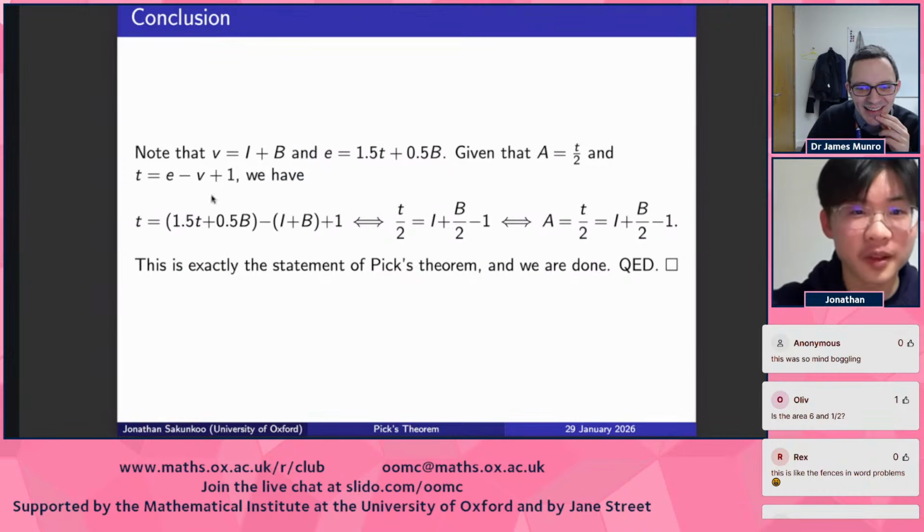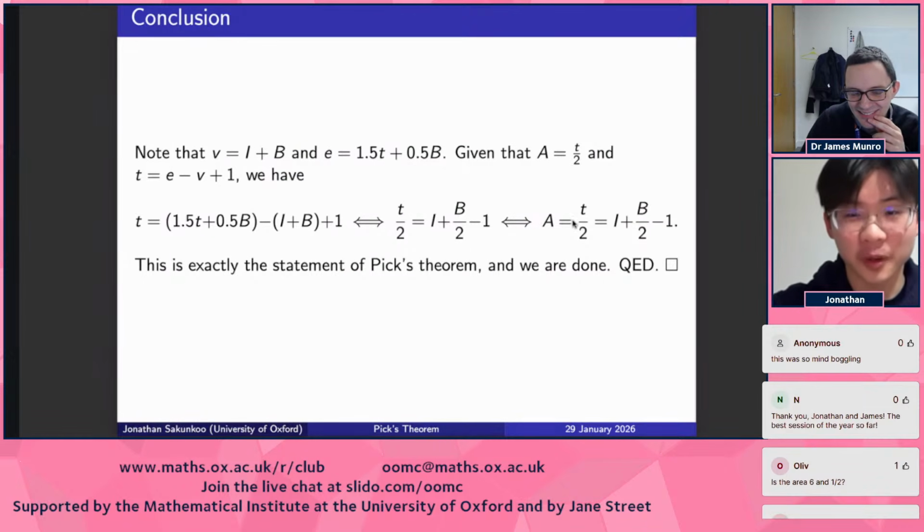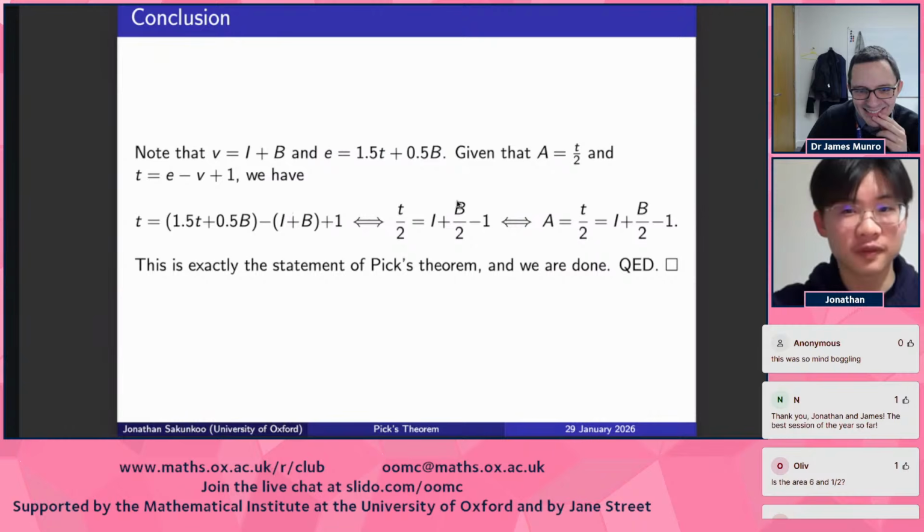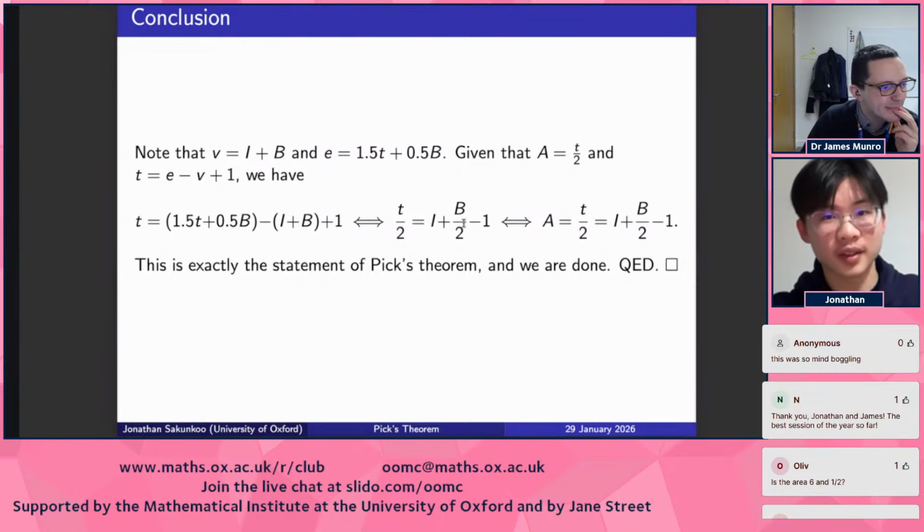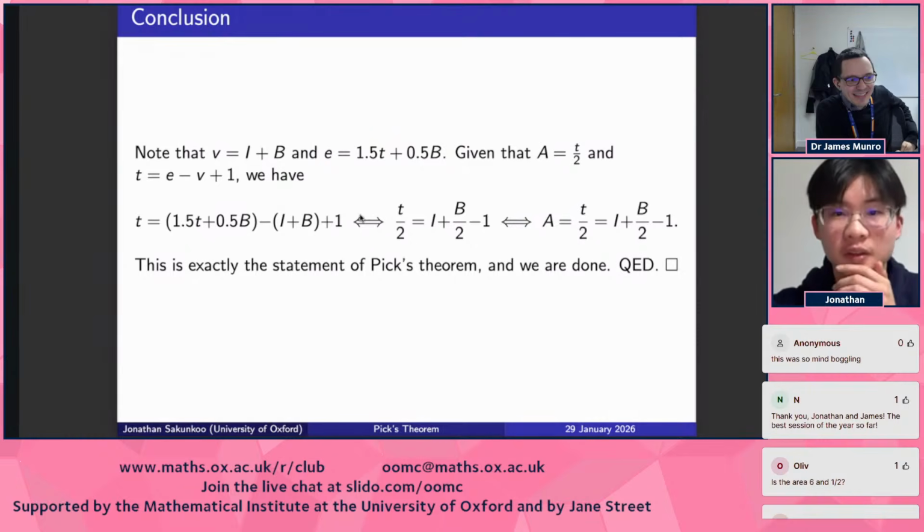So if you want to look at the algebra written out more cleanly than my messy handwriting, it looks a bit like this. T becomes this thing, so that means that T over 2 is I plus B over 2 minus 1, which is A. Ta-da! That is Pick's theorem.